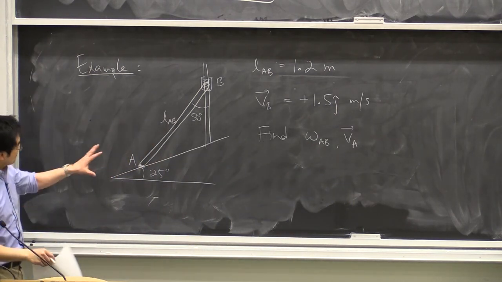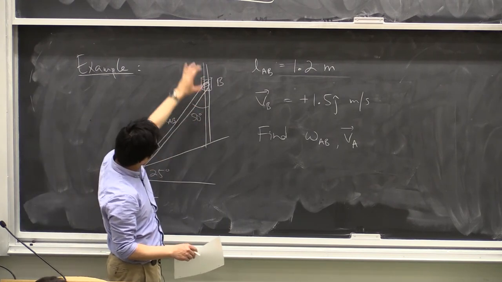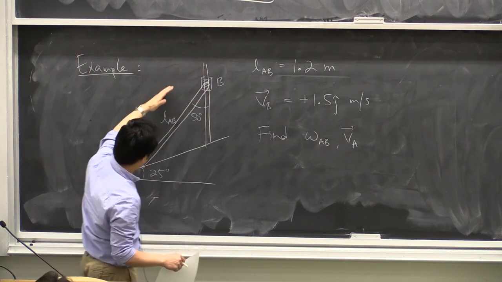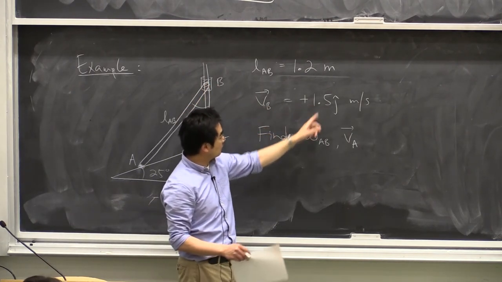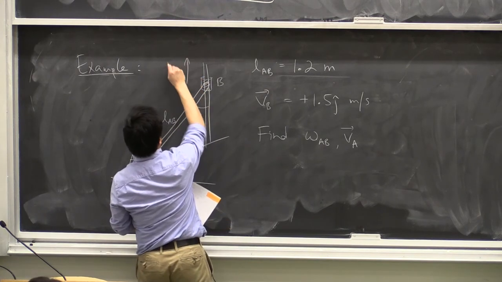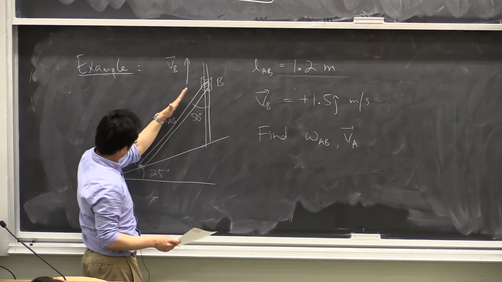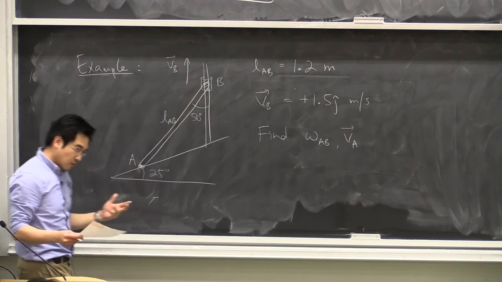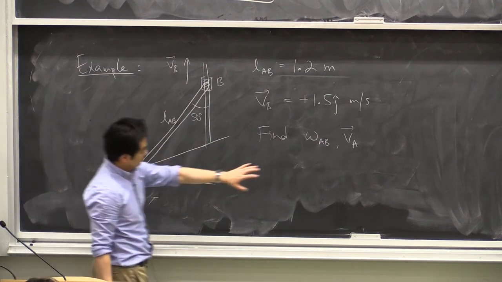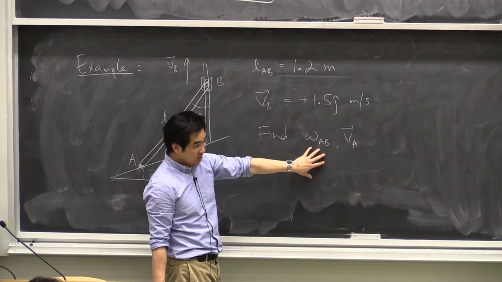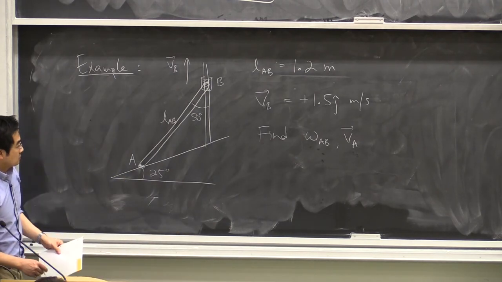Okay, so here's the scenario. The slender rod is, again, sliding along this incline, and this collar has the ability to slide up and down the rod. Think of it as frictionless, doesn't matter at this point. When the collar is moving up at a velocity VB 1.5j, so this is my VB, you're going to expect this rod to slide up the incline and do sort of this kind of motion. It's a rigid body with two points on it, and it seems to be translating and rotating at the same time. We're interested in knowing its angular velocity, omega AB, and specifically the velocity vector at A.